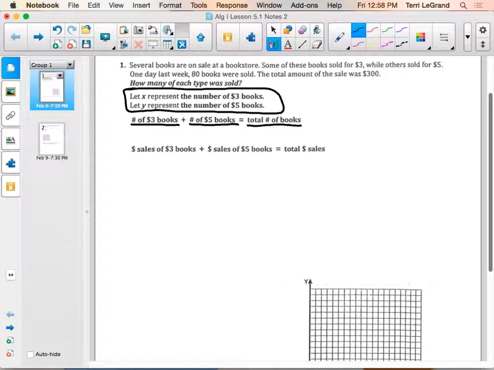Okay, so what equation do you think we could set up using that information? Christian? 3x plus 5y equals 300. So there's 3x. Well, what will 3x give us? What would 3 times the number of $3 books give us? That would just give us the amount of money the $3 books were. Yeah, that would tell us how much money they sold in $3 books. If they sold 10 books, let's say, at $3 each, how much money would they take in? $30. So would 3x represent the number of $3 books?